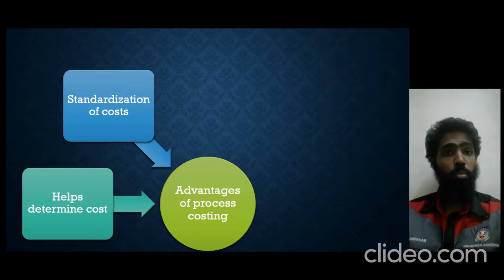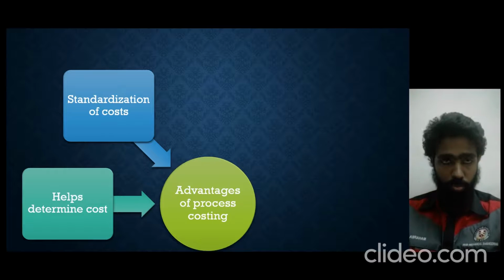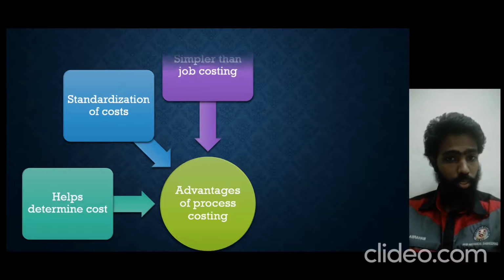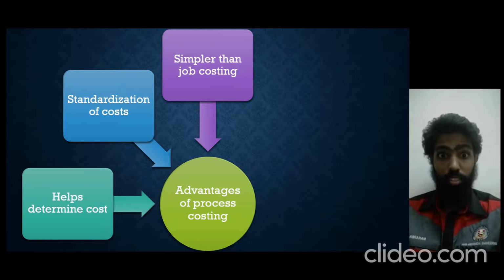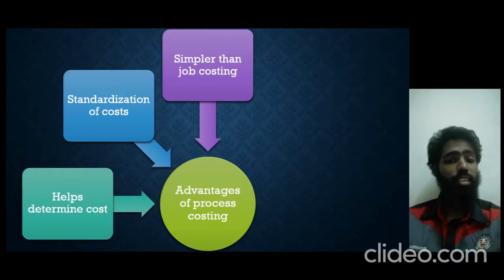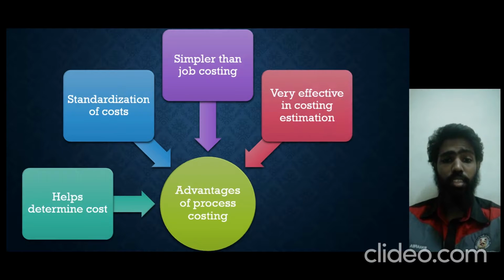Next, in comparison to job costing, it involves less clerical work, and apart from that, cost finding is also simple, less expensive, and can be easily determined. Next, the allocation of each expense can be easily determined, and the cost that is incurred in each process can also be easily determined.